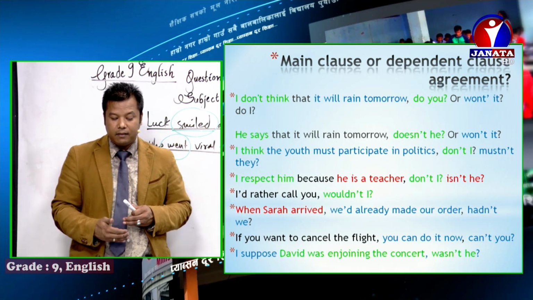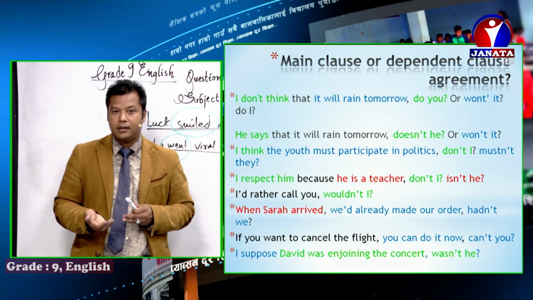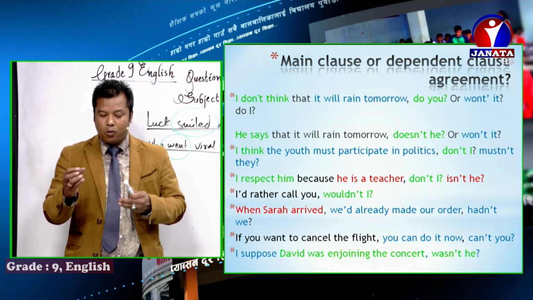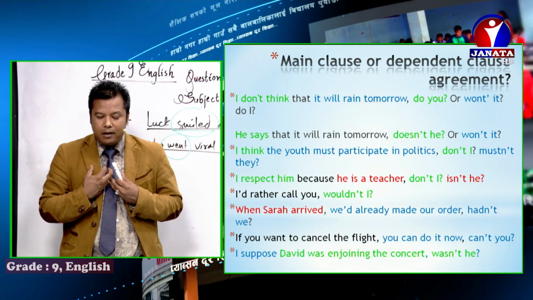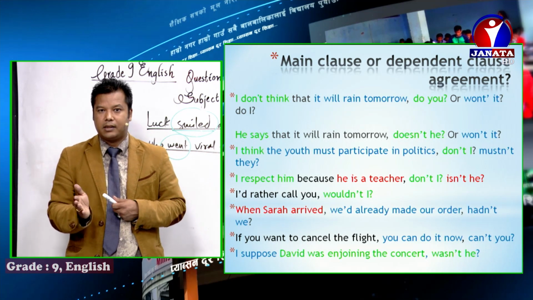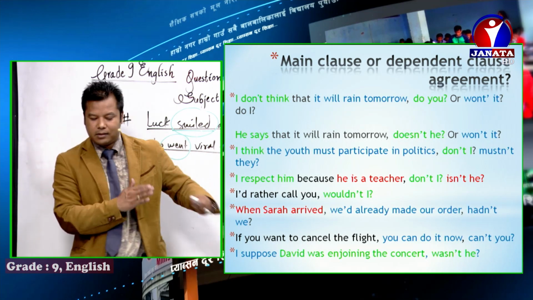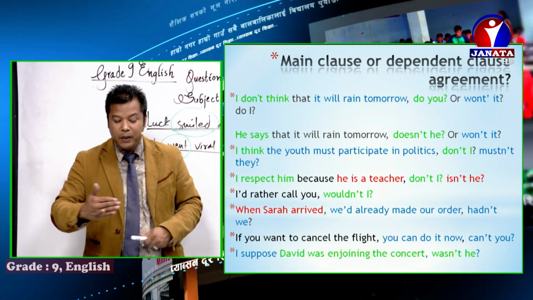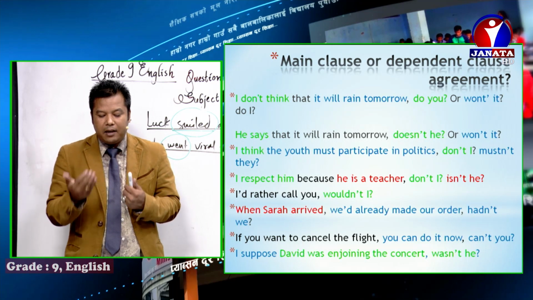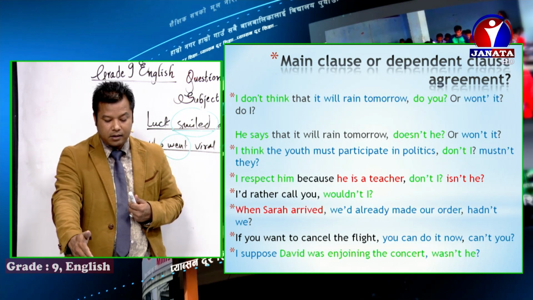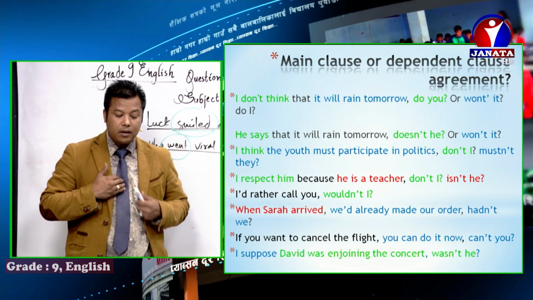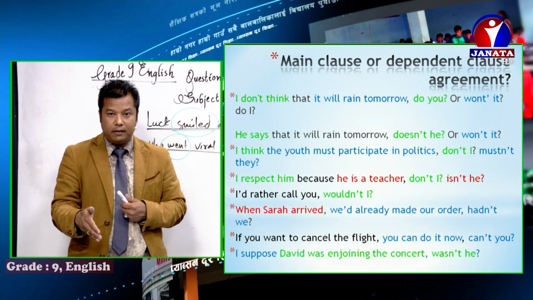Next, I think the youth must participate in politics. Now here, interesting thing is, more than important. What is something more than important? Is it like I think, or the idea that I'm giving, or my opinion, like the youth must participate in politics? If we exclude I think, just cancel that, all right? Just remove that part and speak, the youth must participate in politics. If that is my opinion, I would agree that with the verb must, because I have used must as the main verb in my sentence. So the youth must participate in politics, mustn't they? That is the concern.